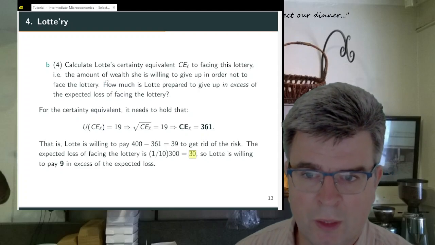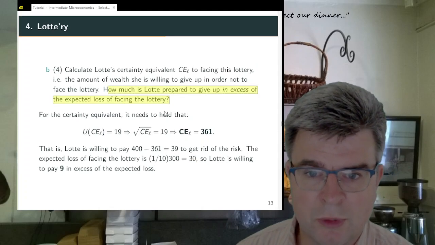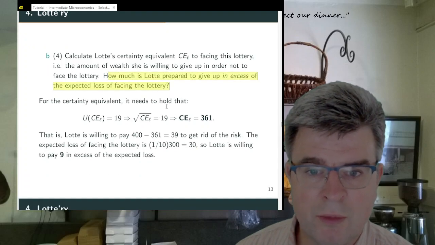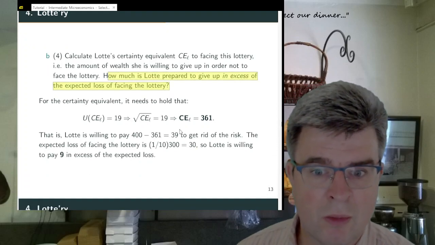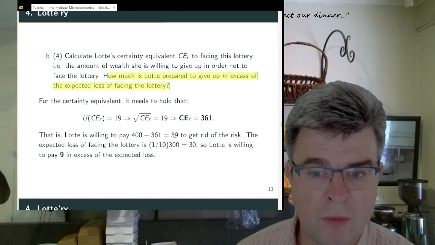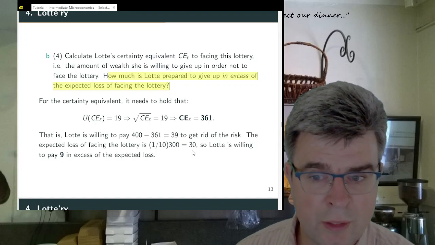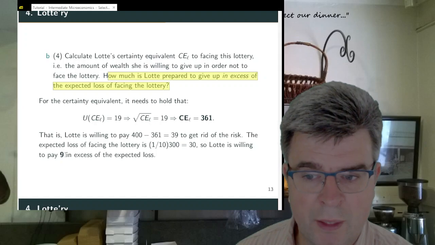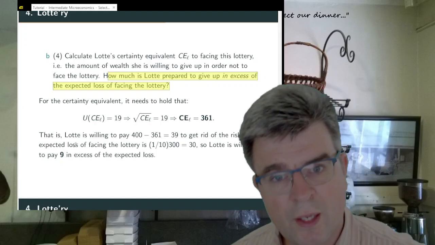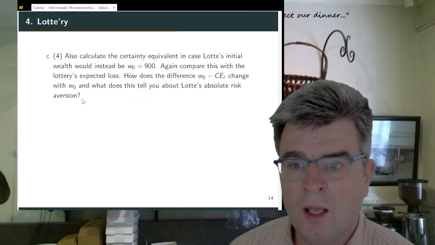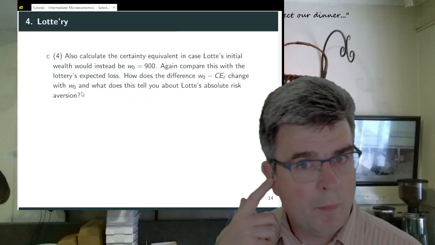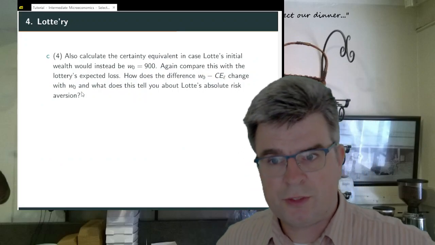So to answer the second question that's posed here, the amount that she's willing to give up in excess of the expected loss is equal to the difference between 39 and 30. So she's willing to pay an additional 9. And then we can continue with question C.